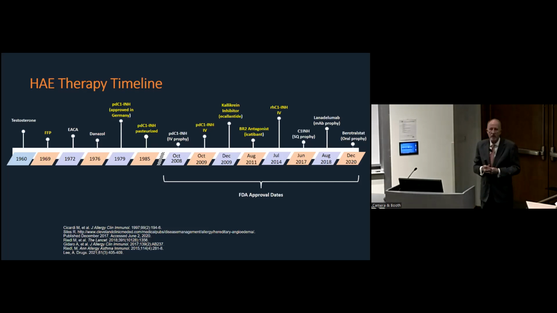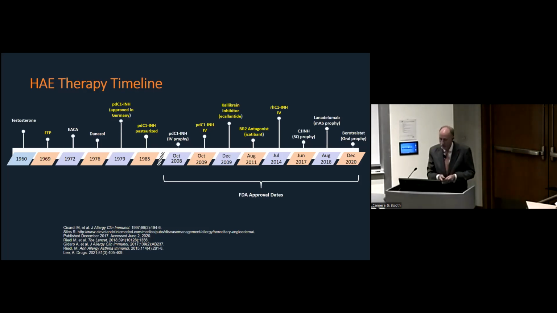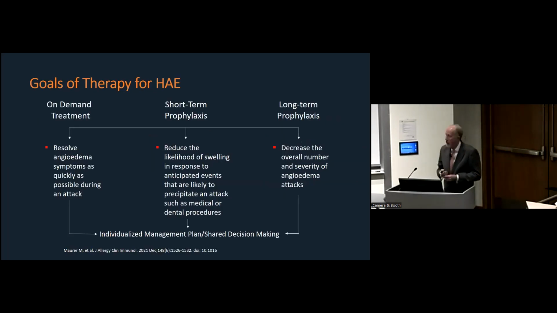There's 7,000 orphan diseases in the United States. To be an orphan disease, you have to have less than 200,000 people in the United States. There's about 7,000 of them, and most of them have no treatment at all. This one has got 8 and soon to be 12. It's great. It's easy because the targets are there.